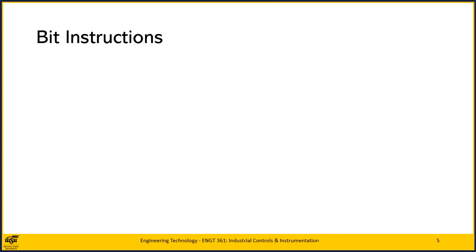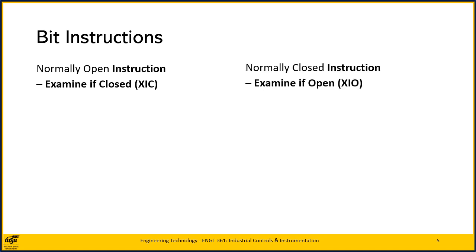Switches and relays are referred to as bit instructions because it only takes one bit to describe if a switch is open or closed. There are two kinds of switch instructions. One represents a normally open switch and the other a normally closed switch. Note that instructions and switches are different, but this helps introduce the concept.